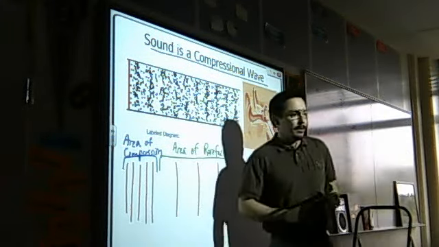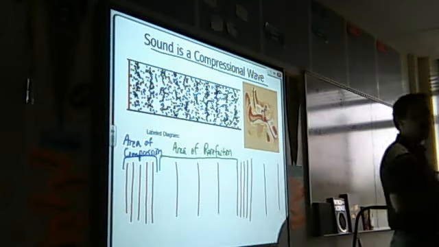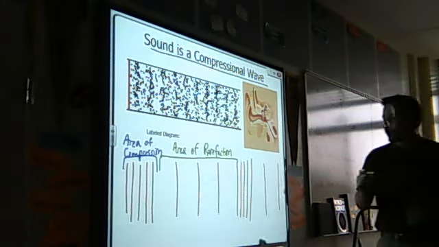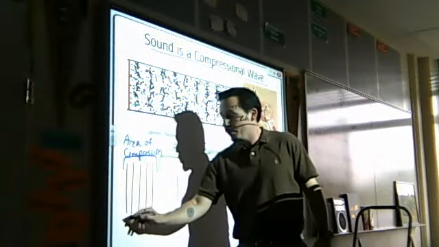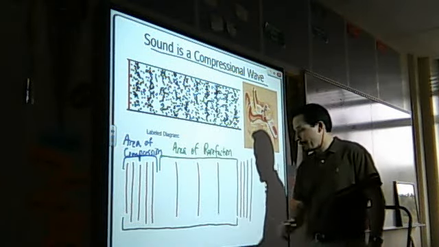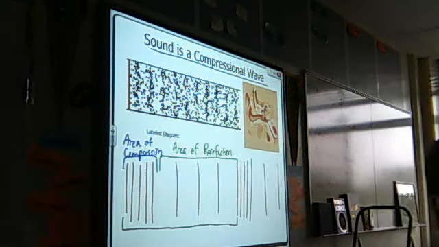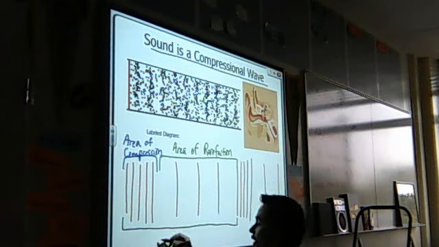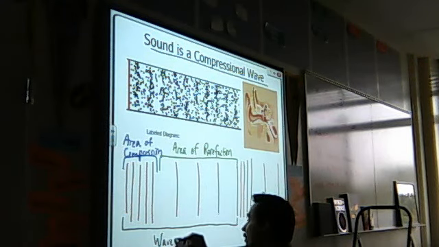Now, a wavelength. Sound has wavelengths. It's what's responsible for things like pitch that you hear, whether something is high-pitched or low-pitched, and that's something we're going to talk about tomorrow that kids really like. But if you go all the way from an area of compression to the next area of compression, that would be considered one wavelength. So in a transverse wave, the distance from crest to crest is a wavelength. Here, the distance from one area of compression to the next area of compression is the wavelength.